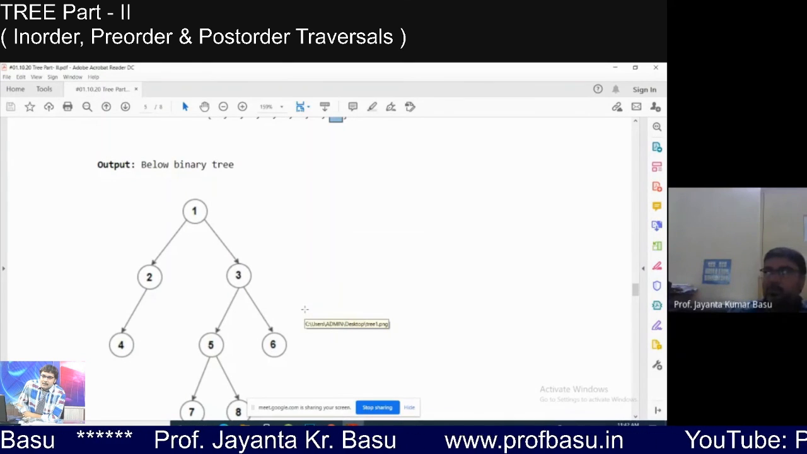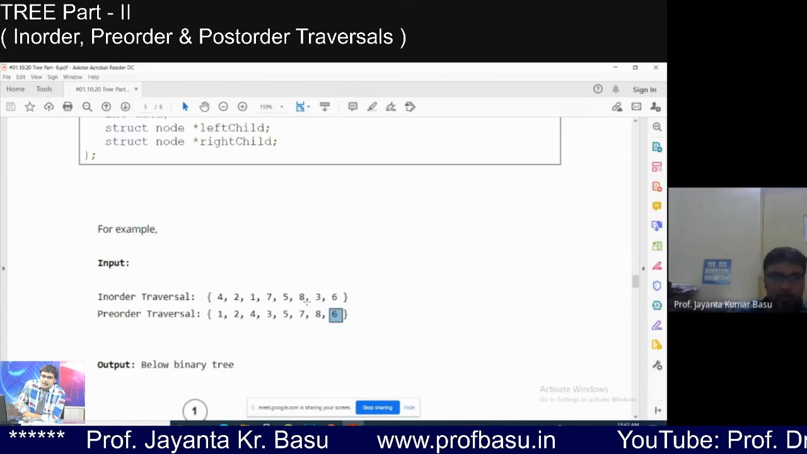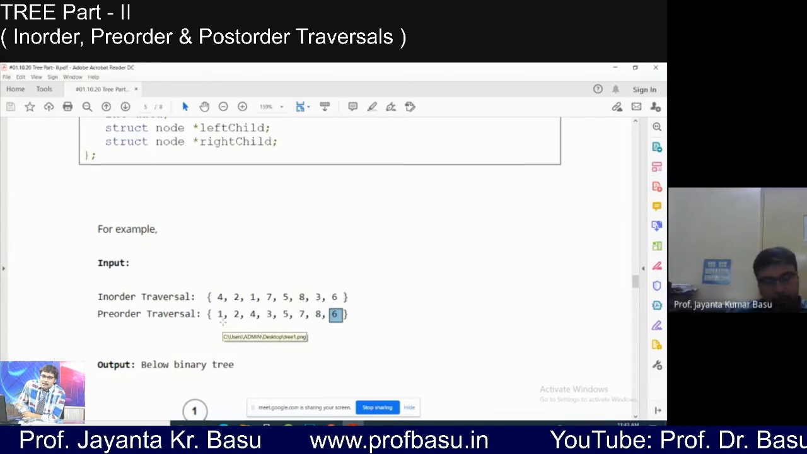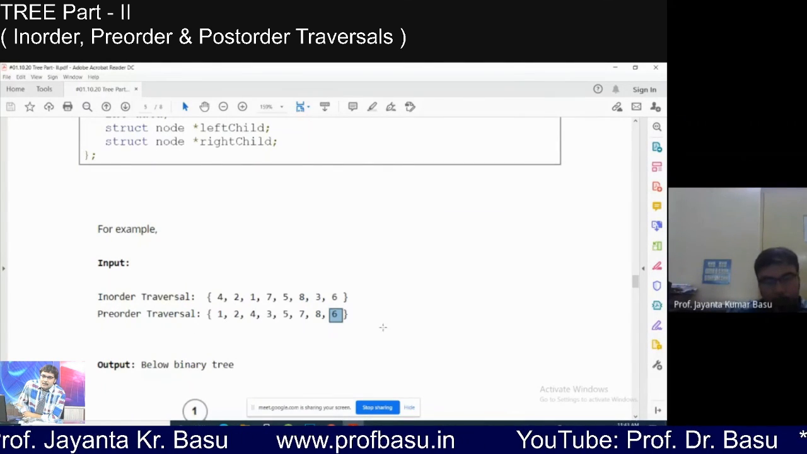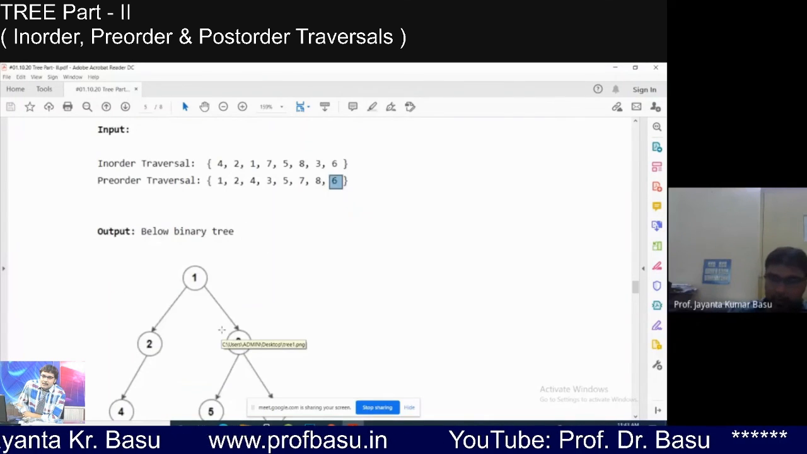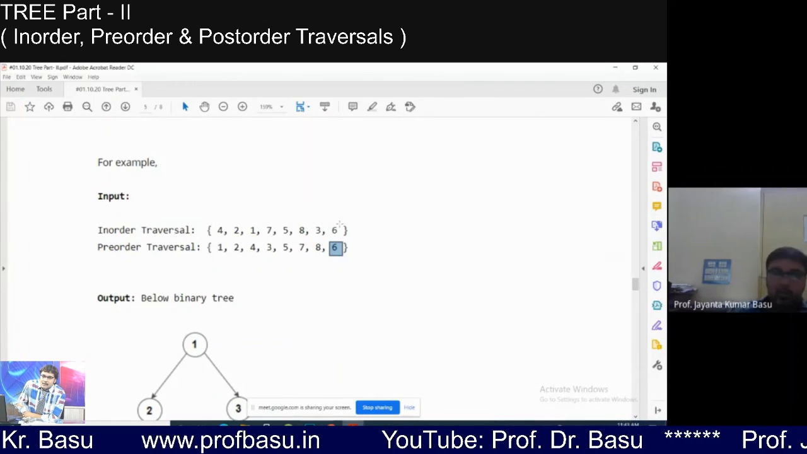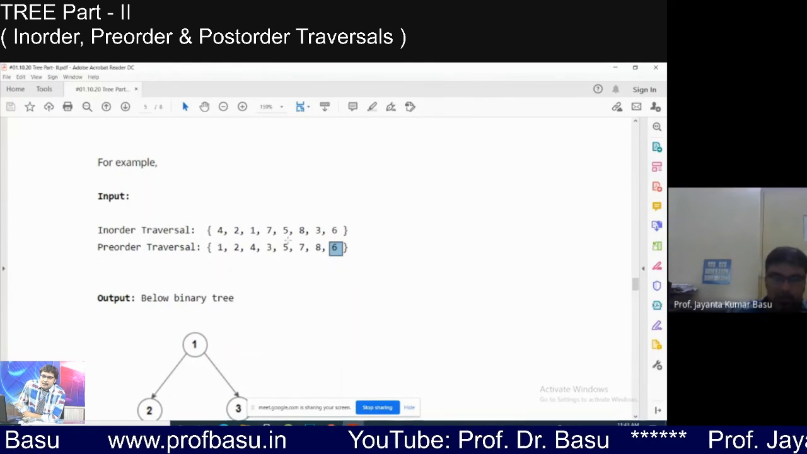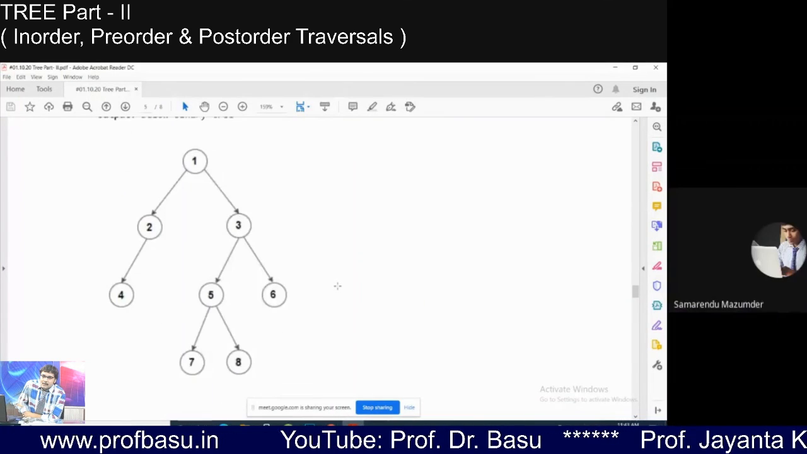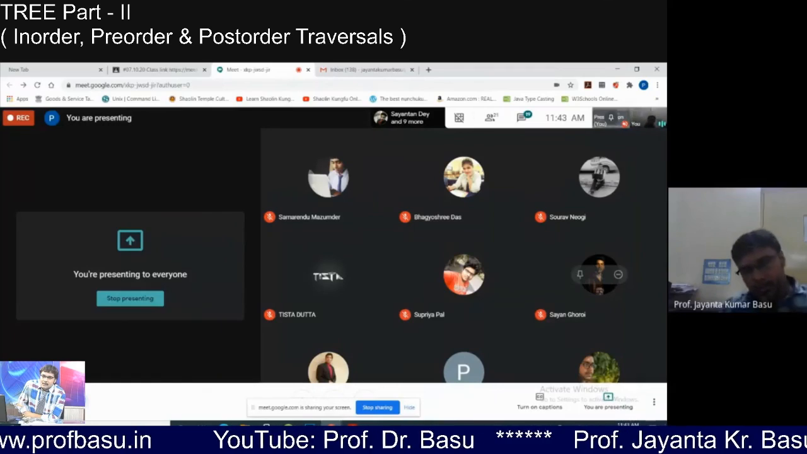Got it? So this is the way we can design a binary tree from these two traversal techniques, in-order and pre-order. With the help of only one traversal technique, we can never draw a binary tree. We have to get the two traversal techniques, in-order and pre-order. Okay, got it? Yes, sir. Any question? No, sir.